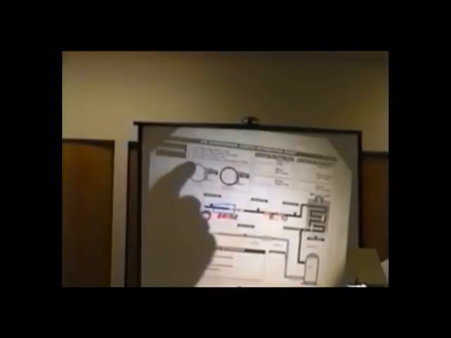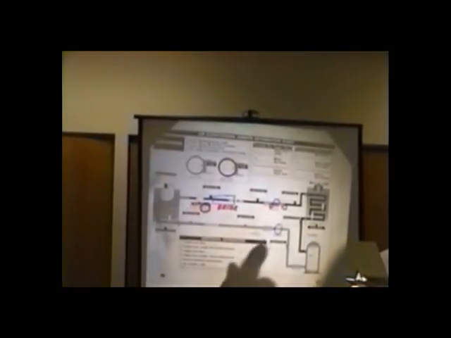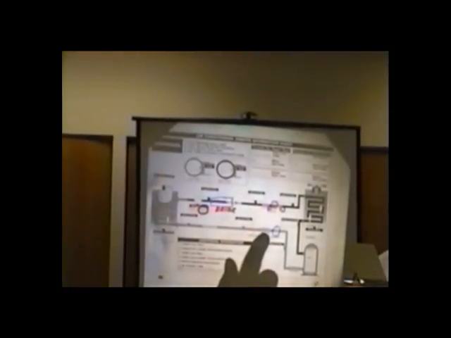Now, then it says circle the service ports. Okay, well, we have a high side service port, and we have a low side service port. We're not using a low side dryer.